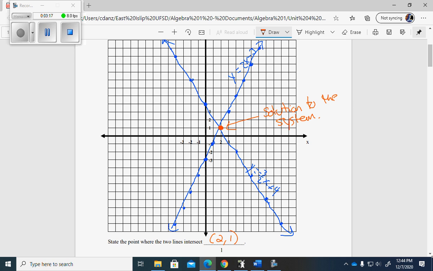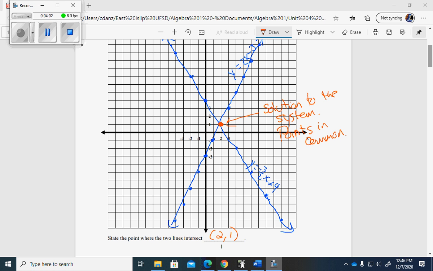First, let's talk about a system. A system of equations means that we have more than one equation. And the solution to the system is always the points that they have in common. In this case, these two lines have one point in common, and that one point is (2, 1). Now we can check and make sure this is the solution to the system by substituting the point (2, 1) into the first equation, and by substituting the point (2, 1) into the second equation.